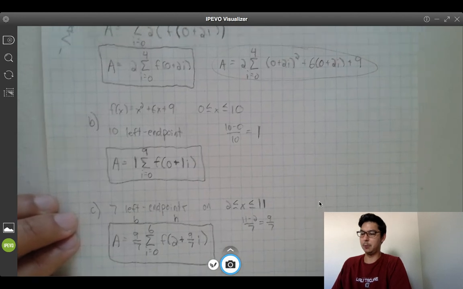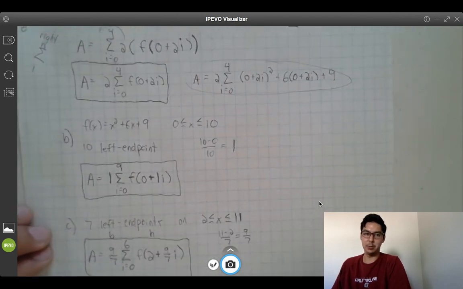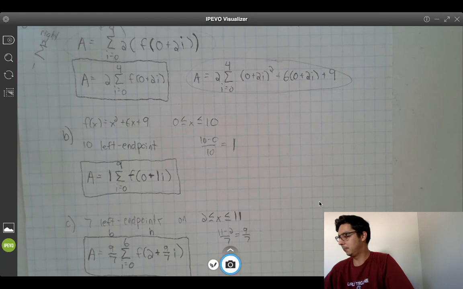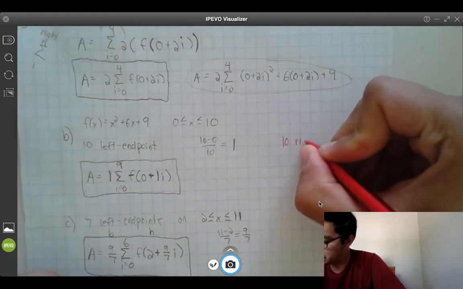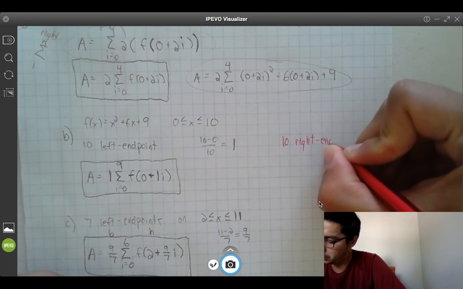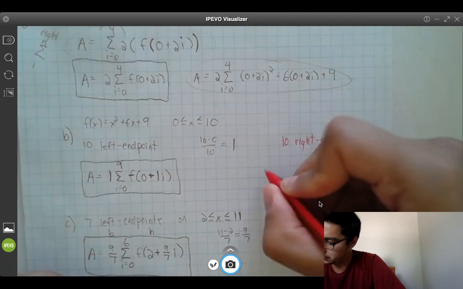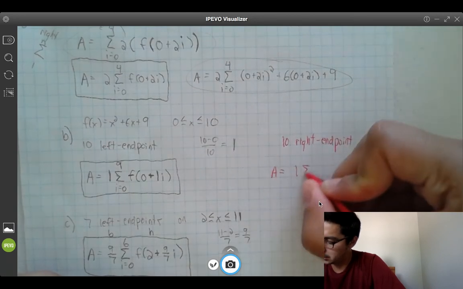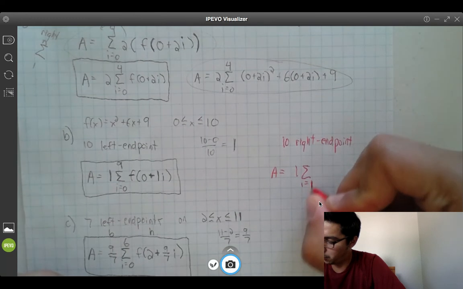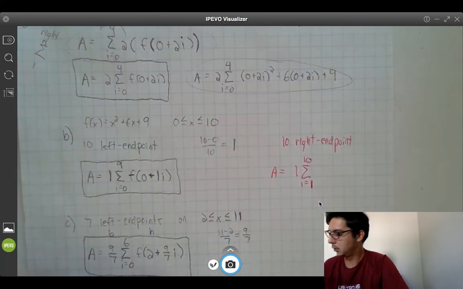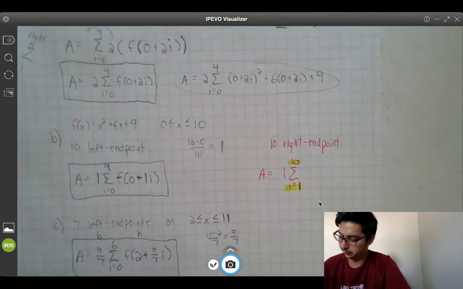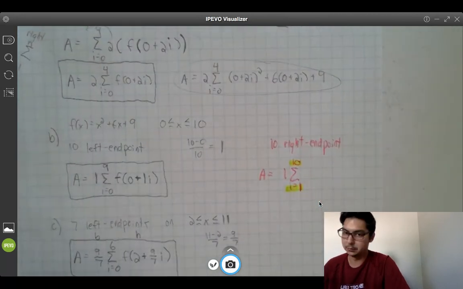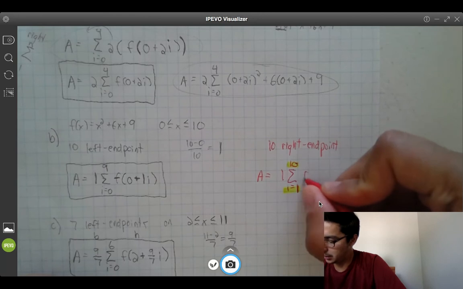Now, say we wanted right endpoint for these 3 problems I just did. I'll do this in red now. So if I want, or we'll look at these last two. Say you wanted 10 right endpoint. The only difference you do is your notation now goes from 1 to 10. So that is your only change to have right endpoint. This stays the same, f of 0 plus 1i.